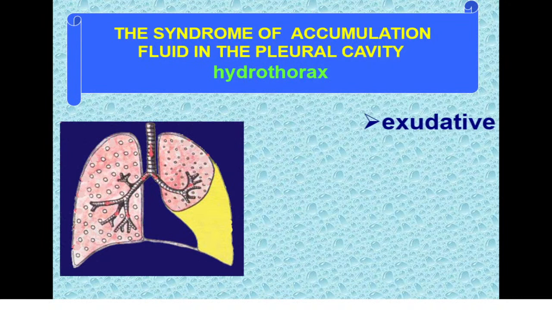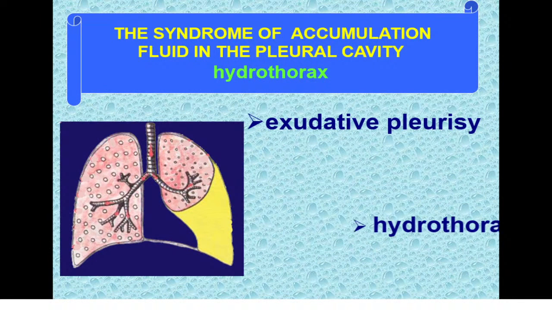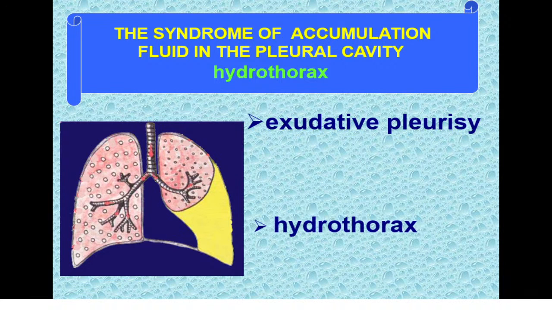Next syndrome. It's characteristic for pathology of the pleura. And we distinguish two pleural syndromes, hydrothorax and pneumothorax. Hydrothorax is a collection of liquid in the pleural cavity. It may be of inflamed origin.